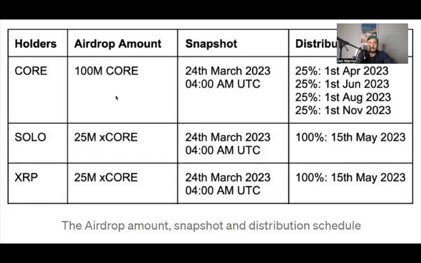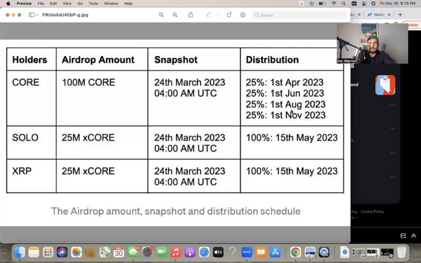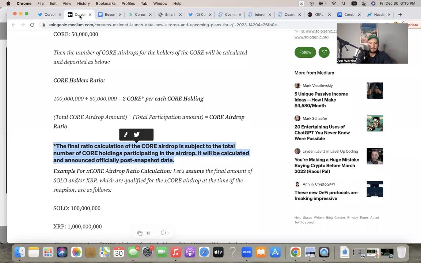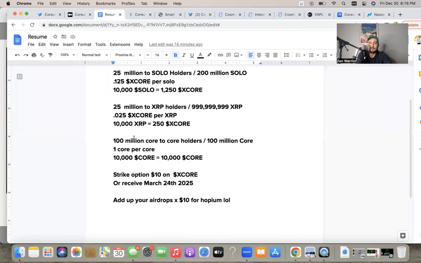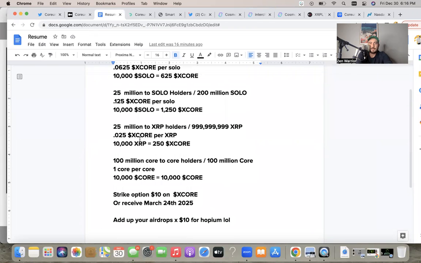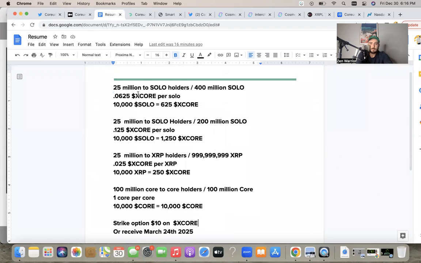So obviously the biggest one is Core holders. I have a fun breakdown for you guys. The final ratio calculation of the Core airdrop is subject to the total number of Core holding participations in the airdrop. It'll be calculated and announced officially post snapshot date. I read that to you guys just to let you know this is all speculative numbers for now. So for example, I did some math for you guys.